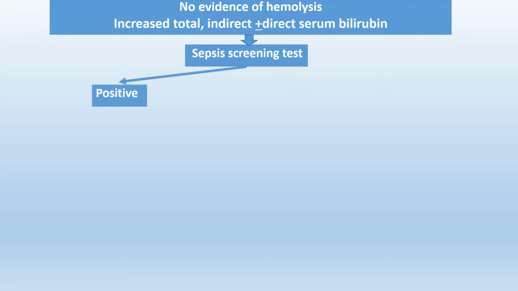If you don't find any evidence of hemolysis, and the child is having increased total indirect or plus minus direct serum bilirubin, then go for the sepsis screening test. In sepsis, both indirect and direct hyperbilirubinemia can be seen. So if you find a positive sepsis screening test, in the sepsis screening test we have to send the CBC, complete blood count, in which we have to check the WBC count, platelet count.